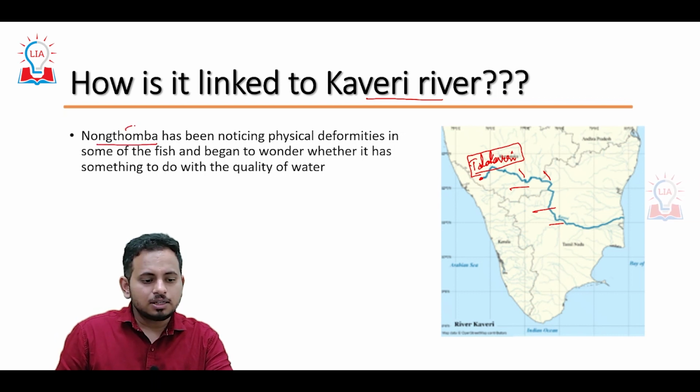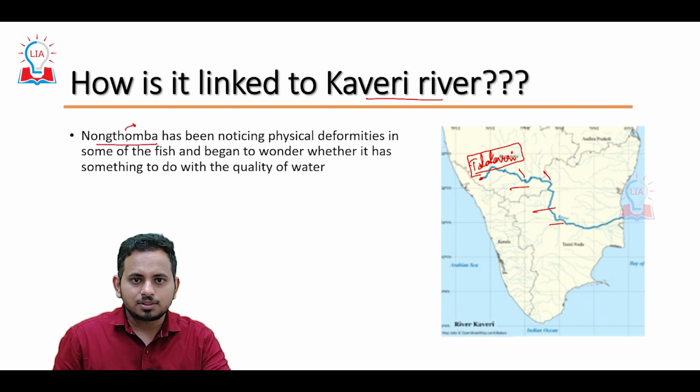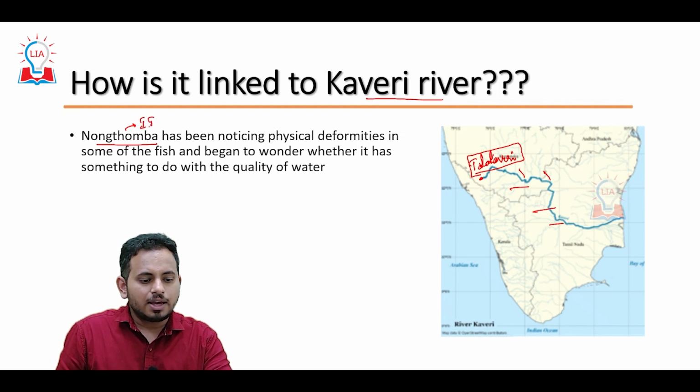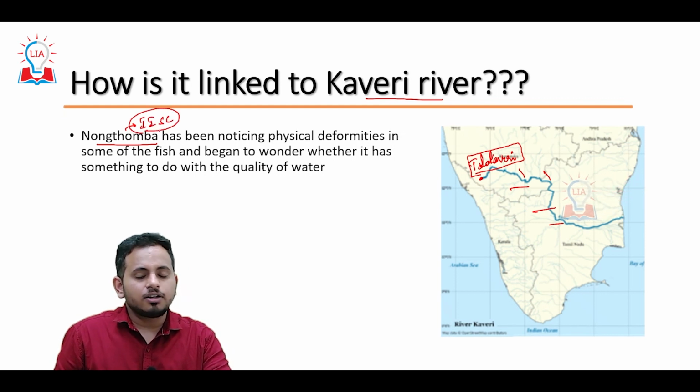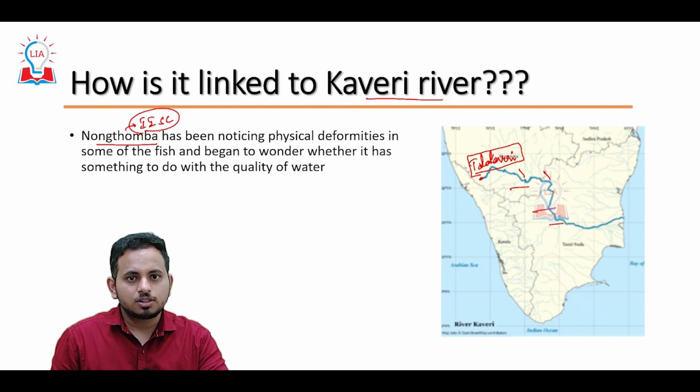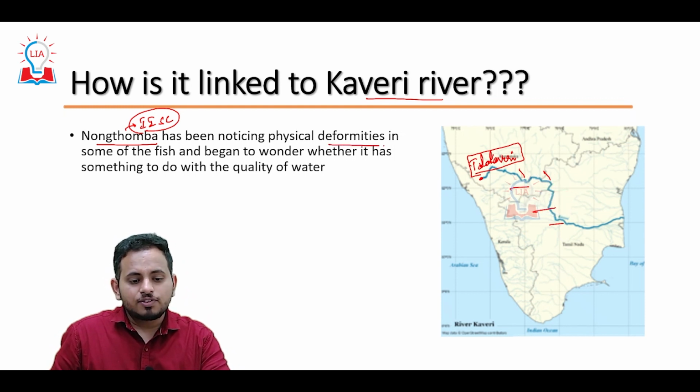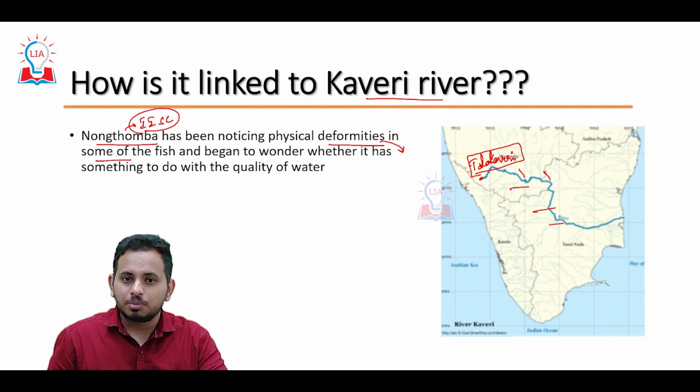Nongthamba is a scholar, a scientist associated with IAS. He conducted the research and saw that physical deformities were formed among some of the fishes. Deformities means some impairments were formed in the fishes.